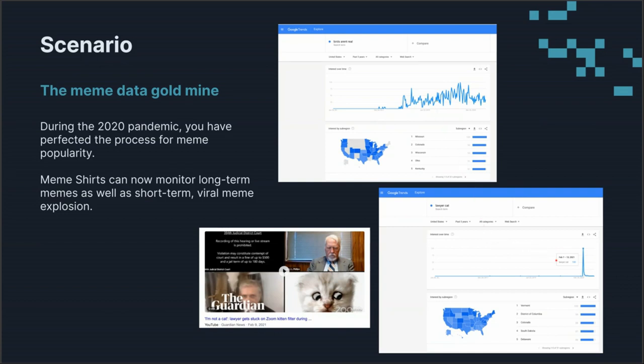The cat lawyer meme, on the other hand, is a short-term meme, but it was super viral. If you have seen it, please go check it out because it's hilarious. It comes from a Zoom session in which a lawyer had a kitten filter on. One of the phrases we got from this meme is the quote, "I'm here live, I'm not a cat." From the trend analysis, this is a scenario in which money needs to be made now. The demand is very spiky.